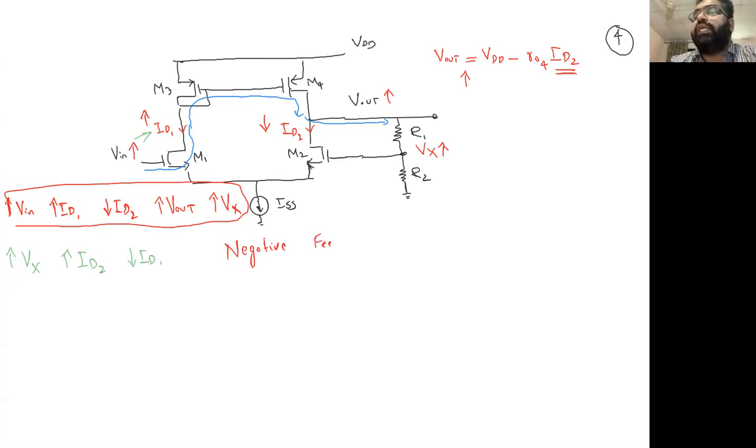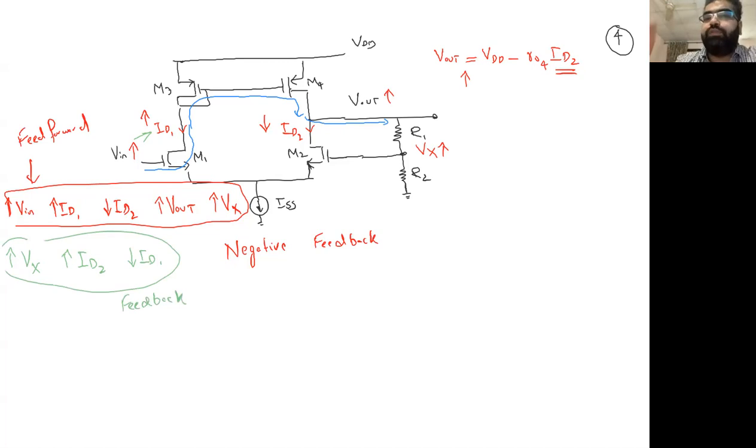Okay, V in was intending to increase this thing. You can see the opposite way. Let me write the things first. This is a feed forward, and the green one is a feedback. Let's see the opposite way.